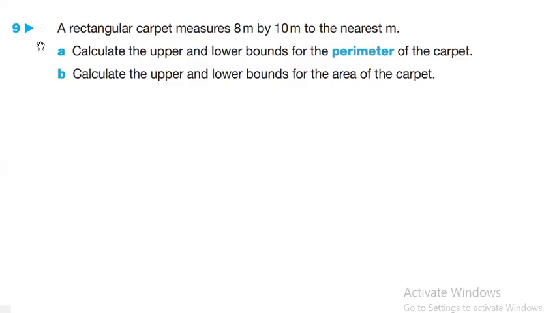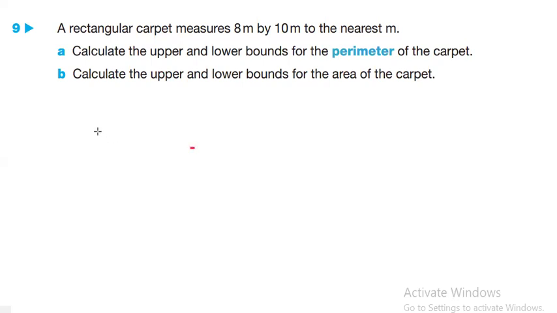So for question 9 here, a rectangular carpet measures 8 meters by 10 meters to the nearest meter. Now, first calculate the upper and lower bounds for the perimeter of the carpet, and then calculate the upper and lower bounds for the area of the carpet. First, we have to find the upper and lower bound of the measurements of the carpet.